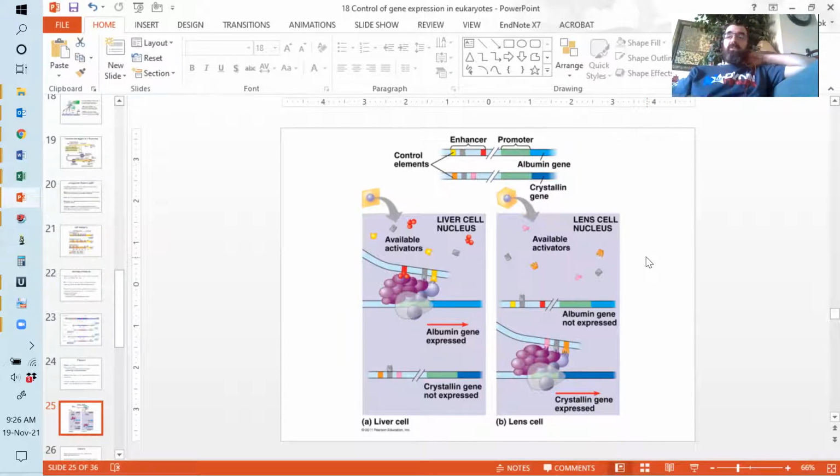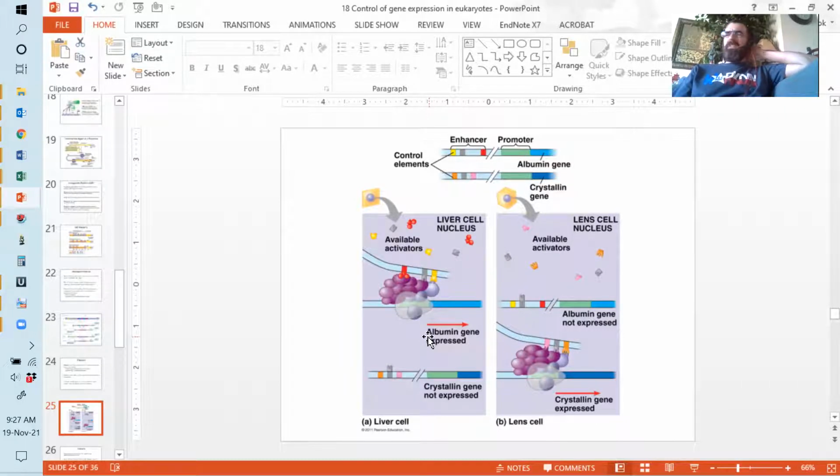However, liver cells are very, very different from lens cells, like cells that make up the lens in your eyes. Liver cells are all about detoxifying nastiness that happens to be traveling around your body. Lens cells are all about focusing light onto your retina so you can see where you're going. Right. And so even though they have the same DNA in these cells, they don't have the same activator proteins. Right. And so that dictates which gene is expressed in which cell. And so in the liver cell, you have activators present which recognize the promoter of the albumin gene.